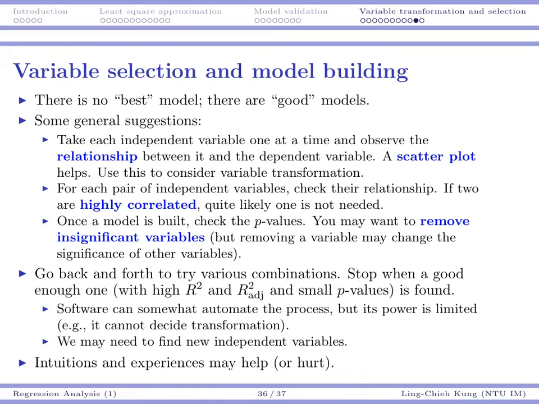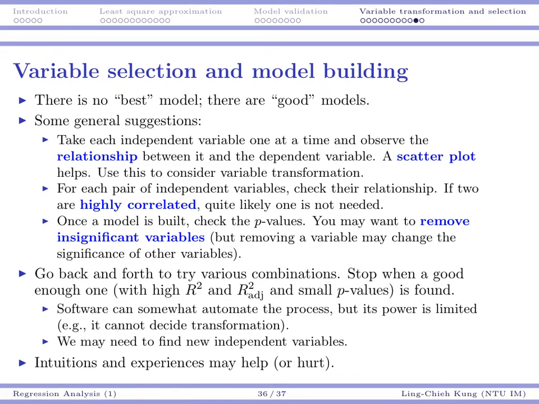Second, for each pair of independent variables, you may want to check their relationship. If any two are highly correlated, then quite likely you don't need one of them. Then you may just select one to be the representative. Finally, once the model is built, check the p-values. What we will do is to first select a set of independent variables, build a model, and then check their p-values. Typically, we remove insignificant variables.